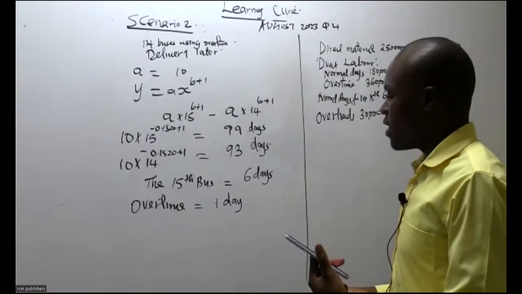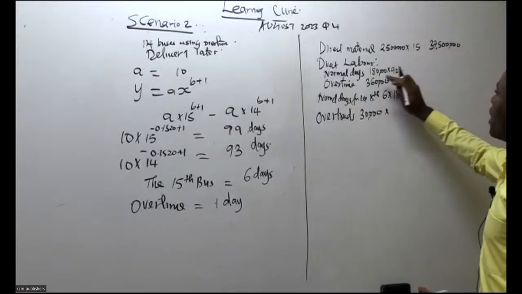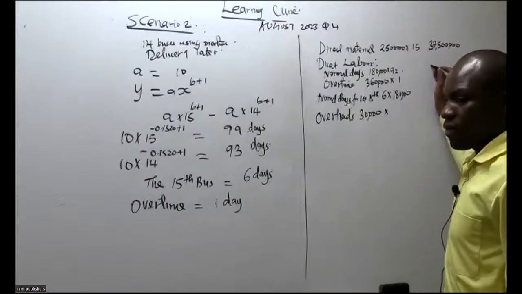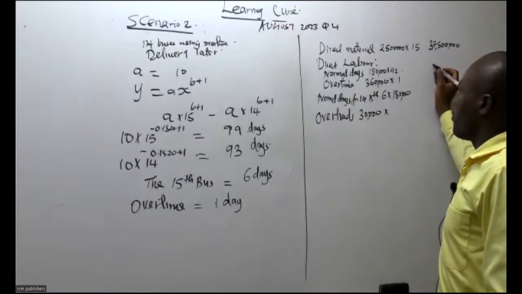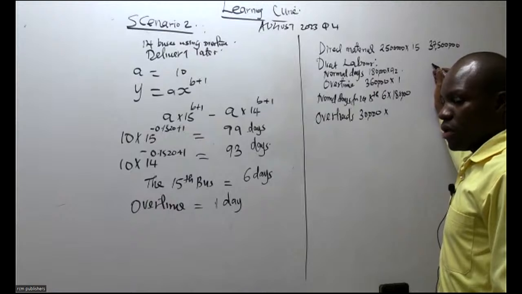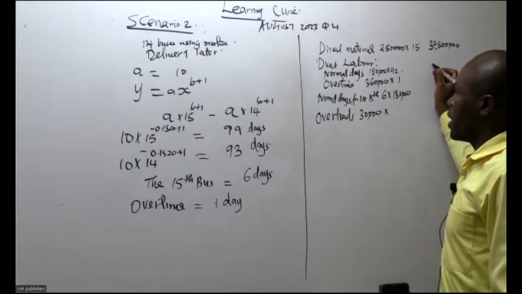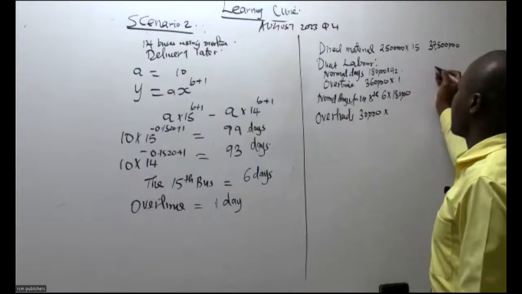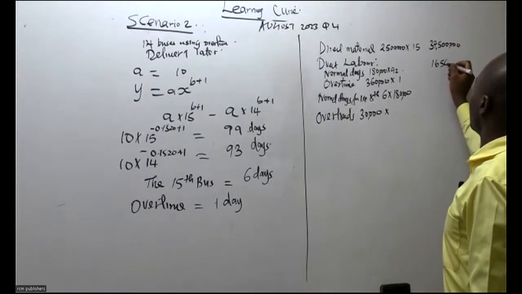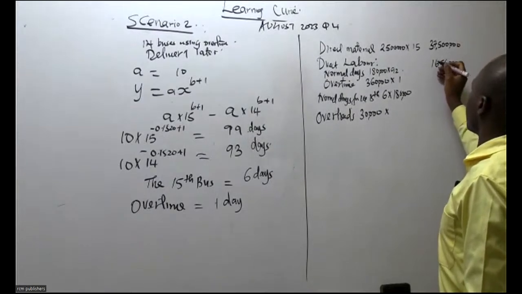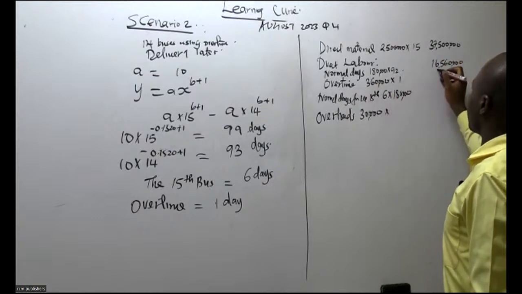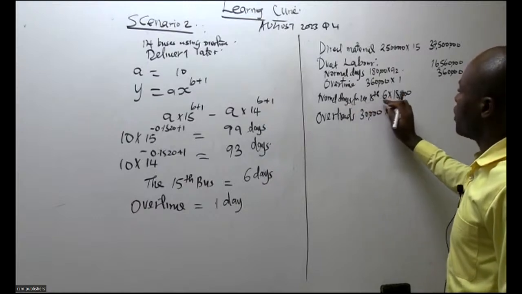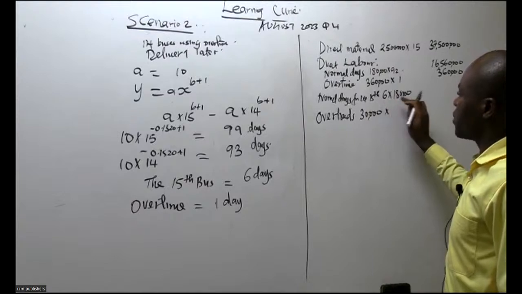So before we get to even that, I want to see these figures here. 180,000 by 92. Tulikuwa tunapata ngapi hapa? 180 by 92. Tulikuwa na ngapi? 16,560,000. Good. Then overtime, 360,000. Is it? Good. Then normal days for the 15th bus will be 6 days times 180,000.